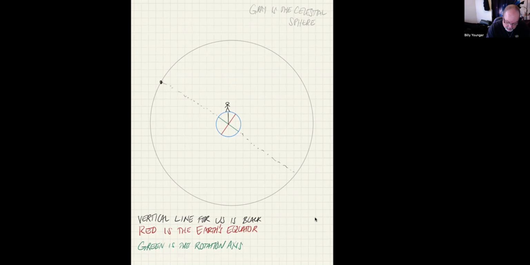This spot right here is called the North Celestial Pole. And this spot right here is called the South Celestial Pole. And then, of course, directly on top, we're not drawing this in 3D, we're looking at it flat on, but directly on top of the Earth's equator is the celestial equator.